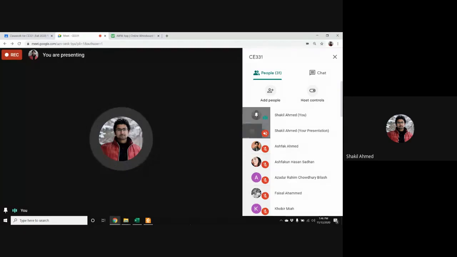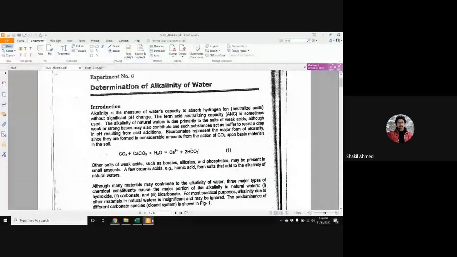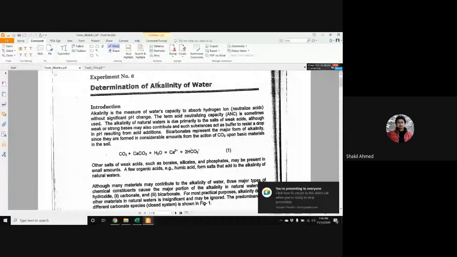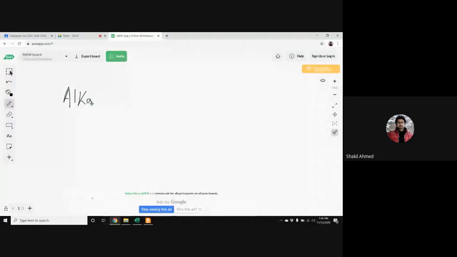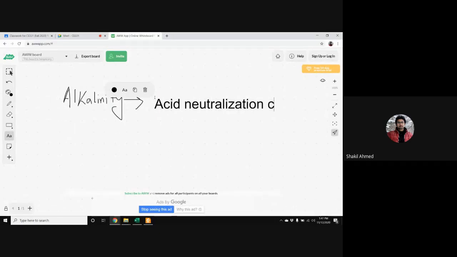In this lab we learn how to determine alkalinity of water. So we know by now that alkalinity is basically the acid neutralization capacity, right? Basically, this is the opposite of acid. Acid neutralization capacity.